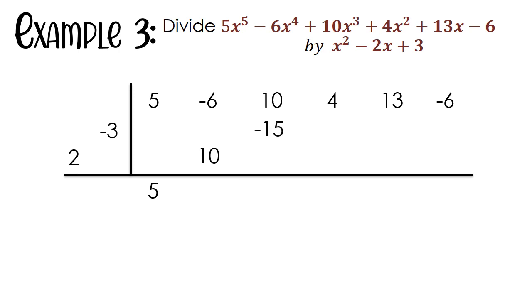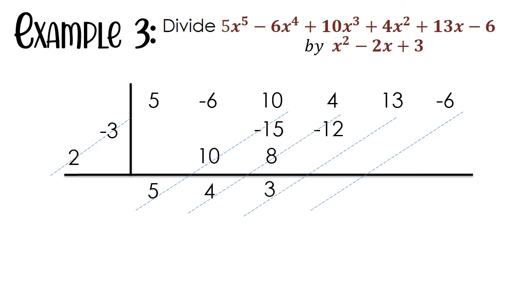Again, follow the arrangement. Imagine there are lines that you are going to follow in multiplying. Now we can add negative 6 plus 10. That is positive 4. Positive 4 times 2 is 8. 4 times negative 3 is negative 12. Now we can add 10, negative 15, and positive 8. That is equal to 3.